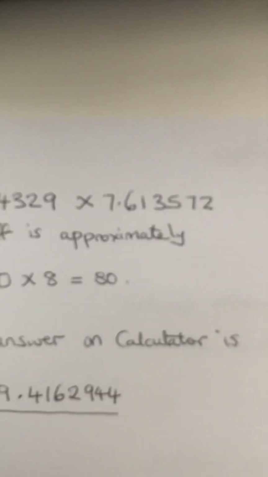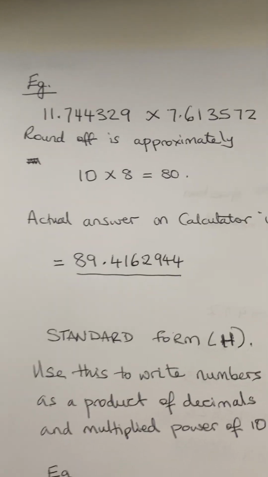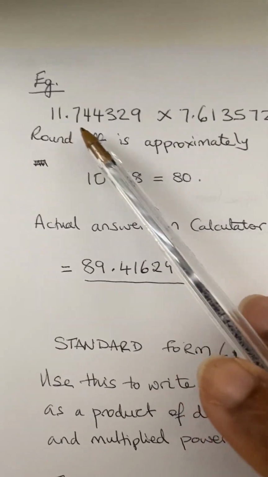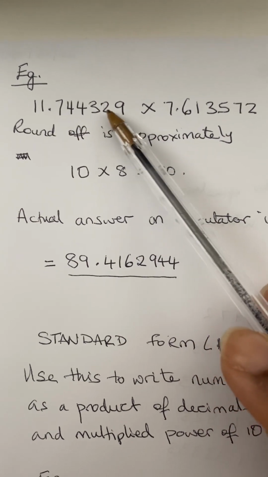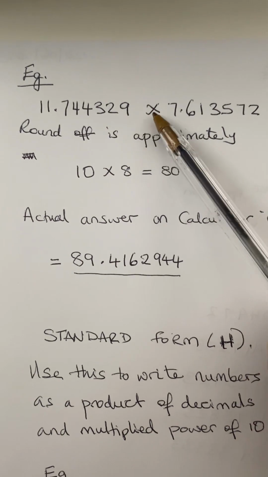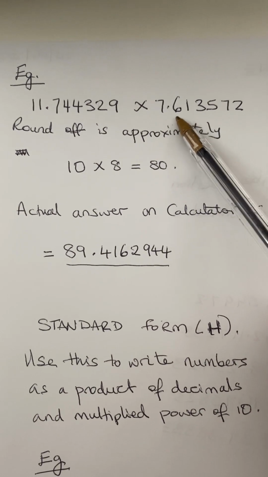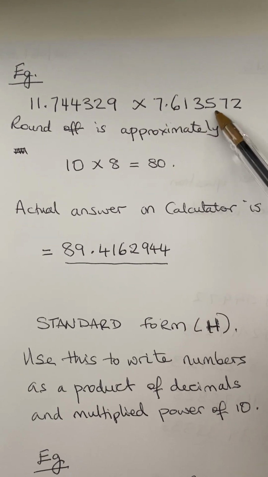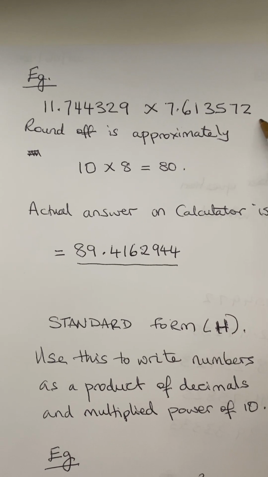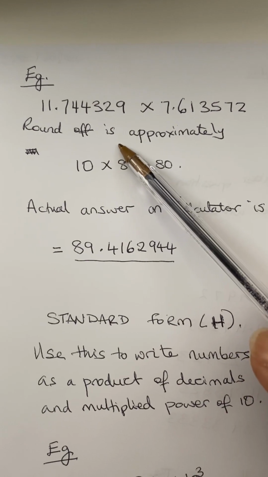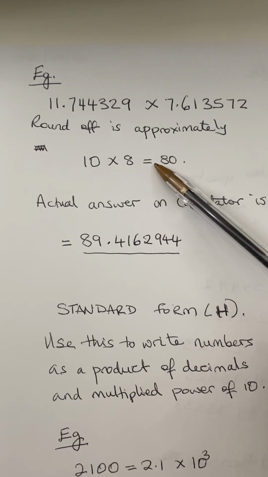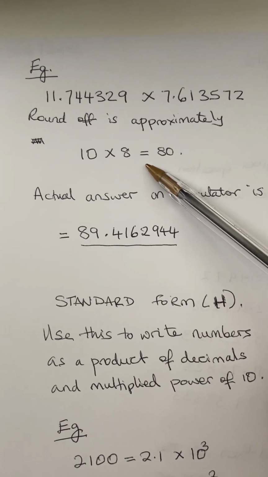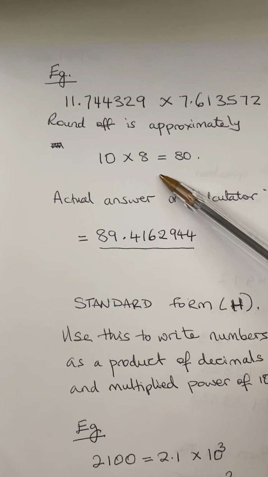So today, this is what we are looking at. Look at this example. I've brought an example here: 11.774329 times 7.613572. So if you round off, you get approximately. We show the symbol for approximation. Look at the mathematical symbols we did earlier.